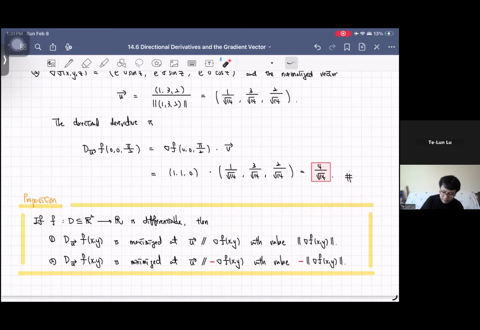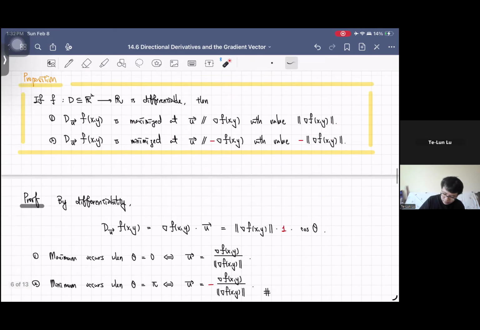And then it is maximized at a direction where the value of this directional differentiation is simply the magnitude of the gradient vector. And similarly, it is minimized where the direction is the minus of the gradient, and the value is given by minus the magnitude. Okay.